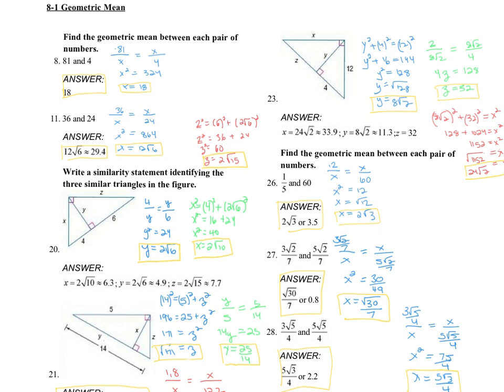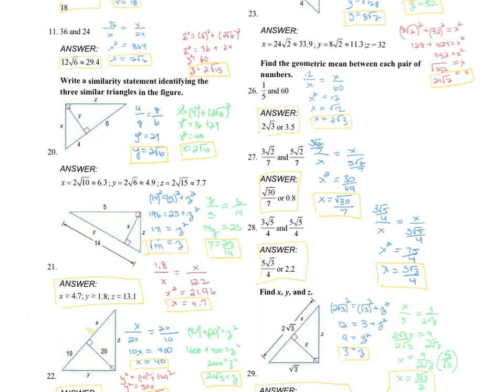For number 11, geometric mean, our x's go there. This time between 36 and 24. Cross multiply. This time we have to take out the perfect square of 144, so there's a 12 there, and it leaves us with x. So first two, just practicing geometric mean, and now we're going to be using some of that information to be able to figure out missing parts of triangles.